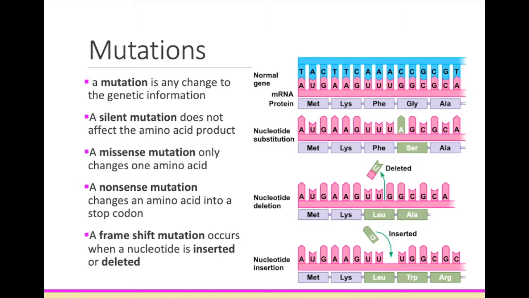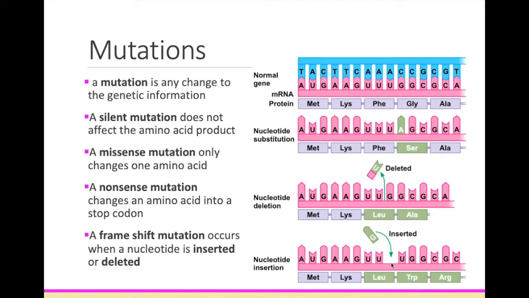A frameshift mutation occurs when a nucleotide is inserted or deleted. So you can see two examples on the bottom. We have a deletion and an insertion. And this causes an issue with the reading frame, and by the reading frame, I mean how the codons are read. So in the deletion, the G that was in the fourth codon here is going to become the third nucleic acid of the third codon. And now the codons are off by one.